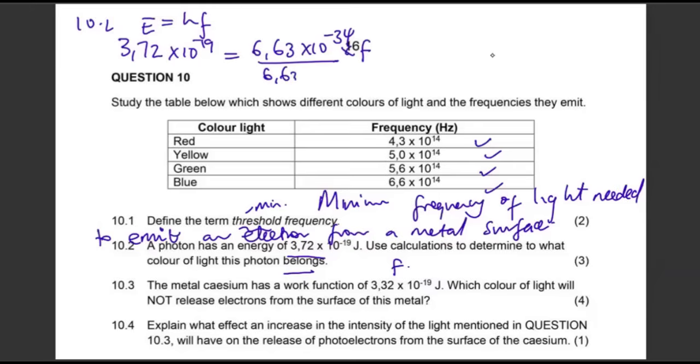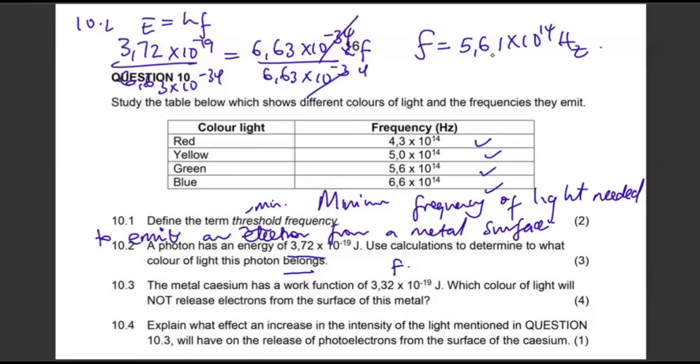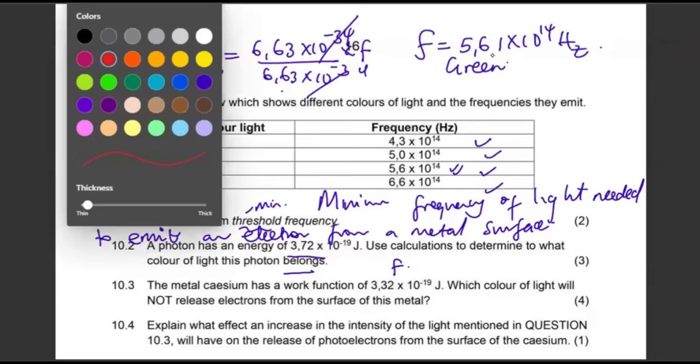Let's divide both sides by the Planck's constant, 6,63 times 10 to the negative 34. That cancels that. When I divide there, my frequency becomes 5,61 times 10 to the 14 hertz. So the question is asking which color. Okay, so it's color green. Color green is the emission that we are getting. Okay, then we move on to the next question.